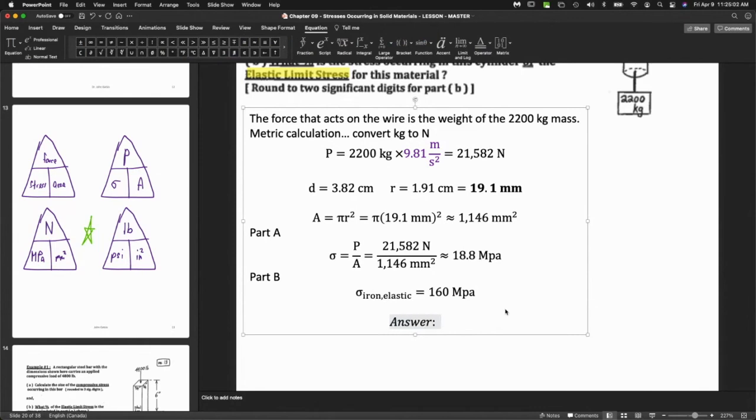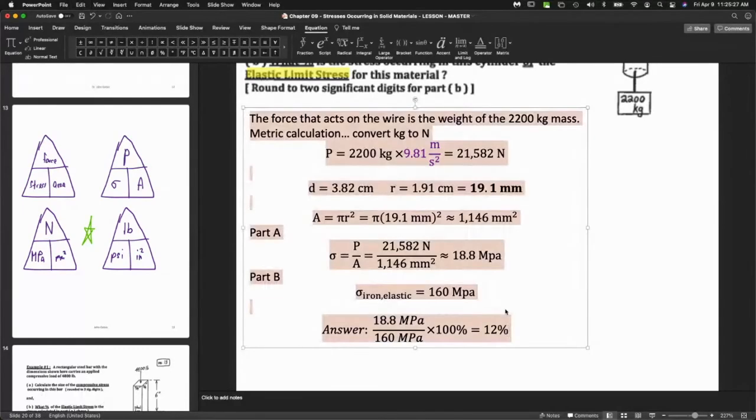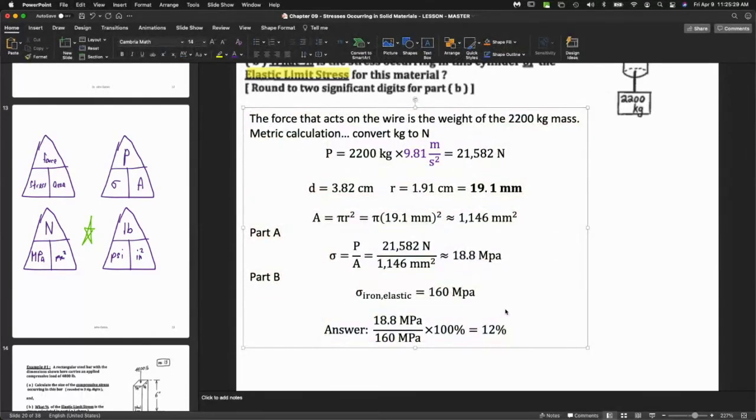It's going to be 18.8 megapascal divided by 160. I don't care if you, some people do this. This thing, you don't have to write times 100. I'll write it there, but you don't have to write that. Anyway, 12%, okay? So I got 12. Can someone confirm 12? Thank you, Shalon. Oh, no, it's okay.